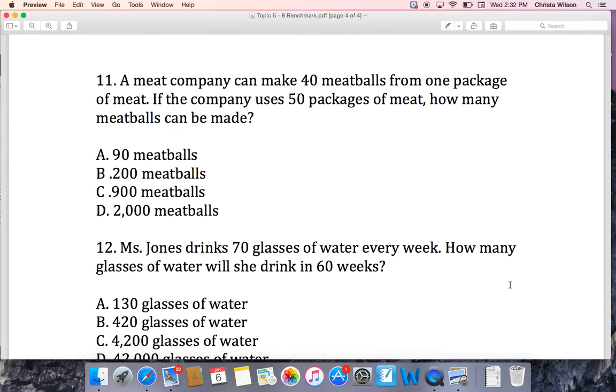11. A meat company can make 40 meatballs from one package of meat. If the company uses 50 packages of meat, how many meatballs can be made? A. 90 meatballs, B. 200 meatballs, C. 900 meatballs, D. 2,000 meatballs.